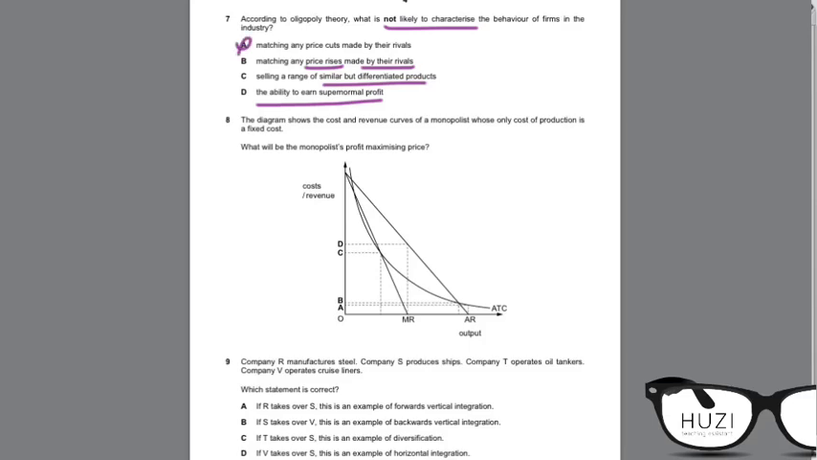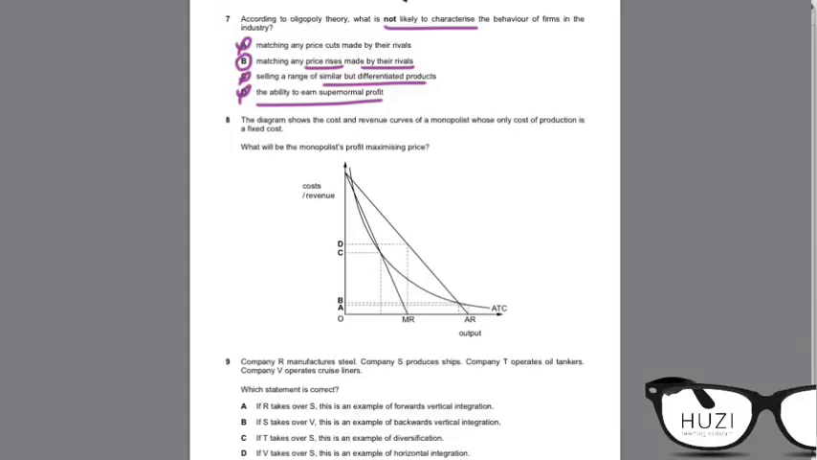B, matching any price rises made by the rival. This can be the answer because if A increases its prices, and B still has lower prices, consumers are more likely to purchase products by firm B. So I think B should be the answer. The other options are selling a range of similar but differentiated products, which is a primary feature of an oligopolistic firm, and the ability to earn supernormal profit, which is also typical for a firm operating in an oligopoly. So I think B should be the answer to this one.